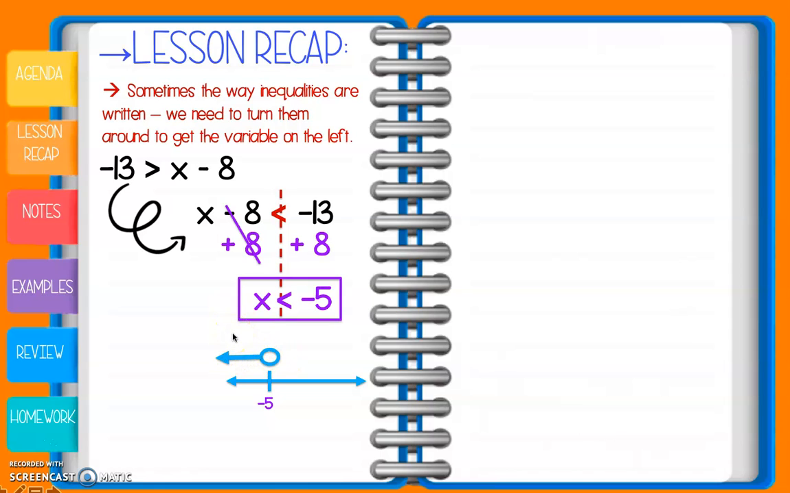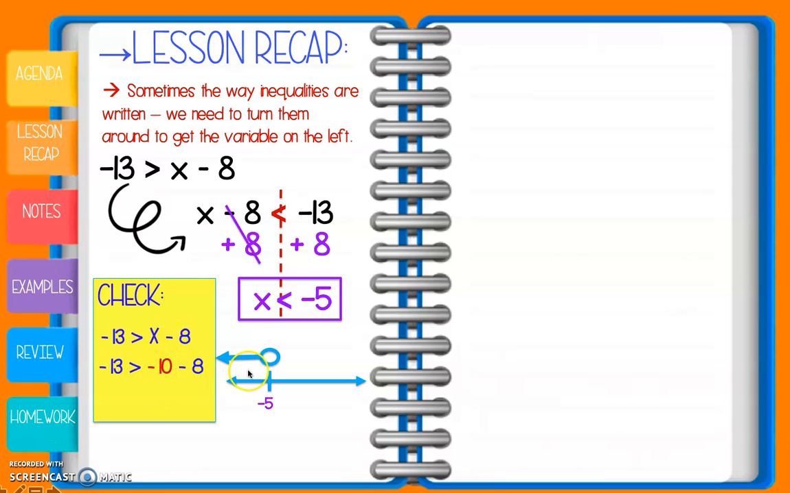Okay, now we're going to add in one more step where we actually check our solutions. So the way that we're going to check our solutions is you can pick any number that would be in the solution set and substitute it into your original inequality, okay? So I know it can't be negative 5, but on my solution set, it can be anything less than that, okay? So my original inequality is negative 13 is greater than x minus 8. So I'm going to substitute in a negative 10, okay?